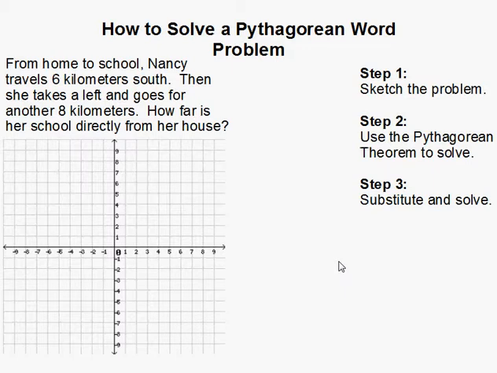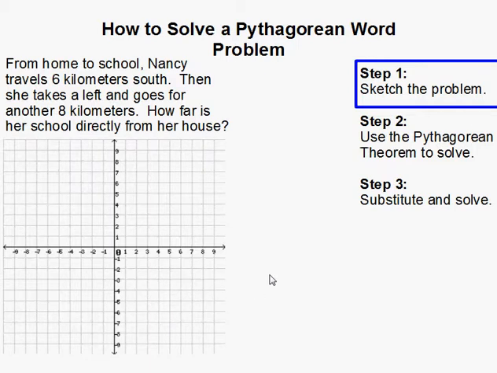Alright, here's a pretty typical Pythagorean theorem word problem. So I'll read it to you. From home to school, Nancy travels 6 kilometers south. Then she takes a left and goes for another 8 kilometers. How far is her school directly from her house?